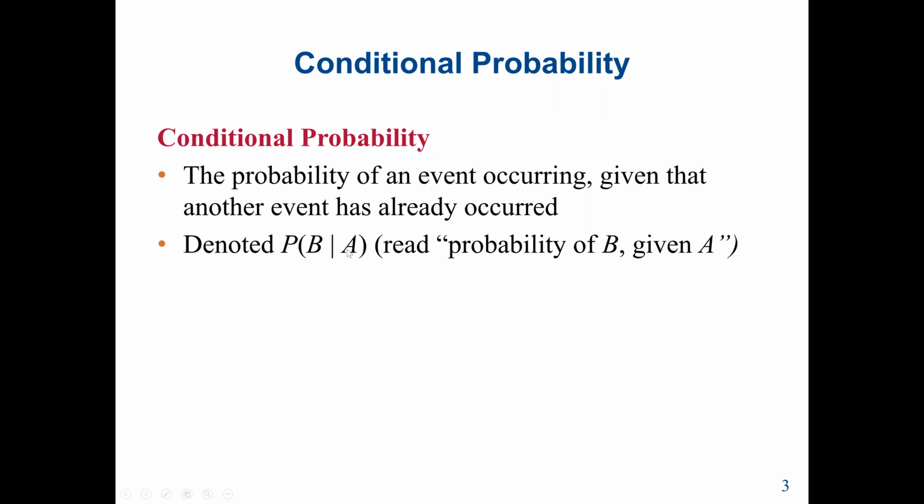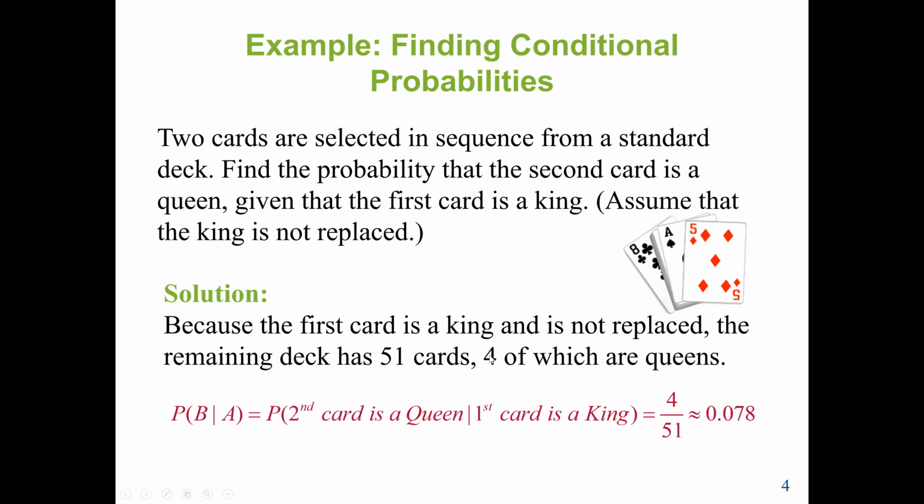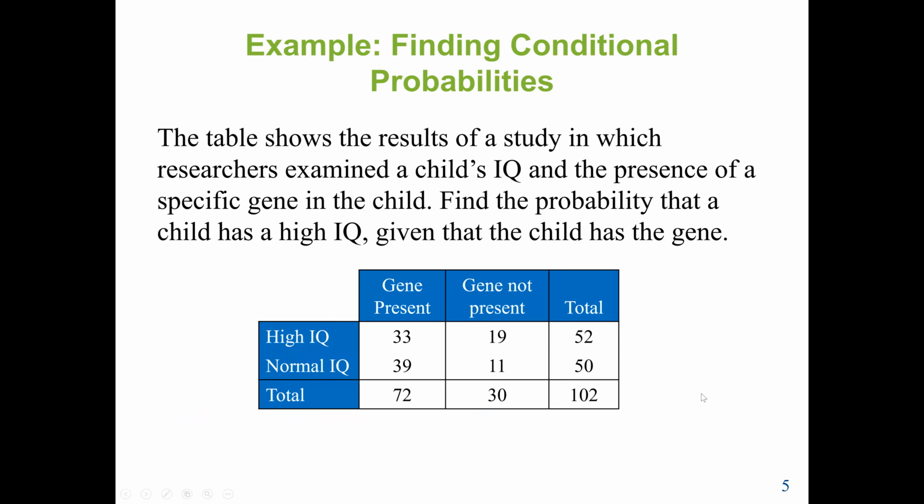Now, what's the probability that we're going to get a queen? Here, we know that the total amount of cards is 52. So if a king is already selected, then the total amount will be 51. Because the first card is a king and it's not replaced, the remaining deck has 51 cards now instead of 52, and 4 of them are queens. So the probability that our second card is a queen, given that the first card is a king, will be 4 divided by 51, which will give us 0.078.